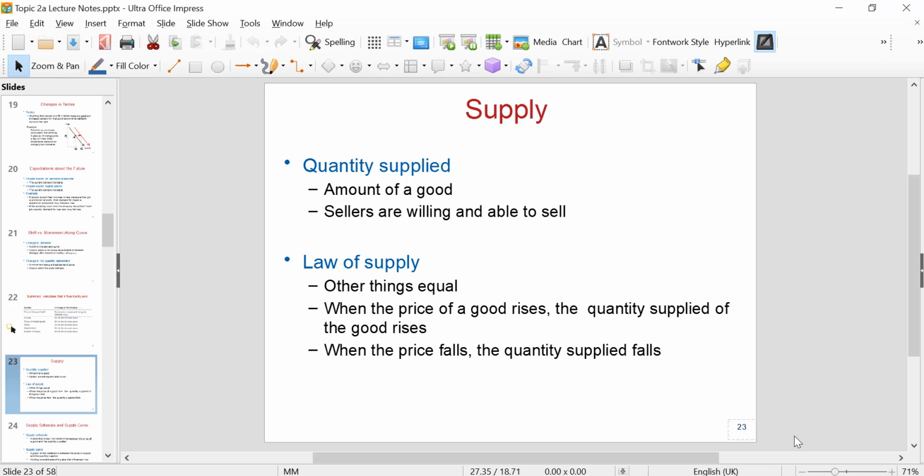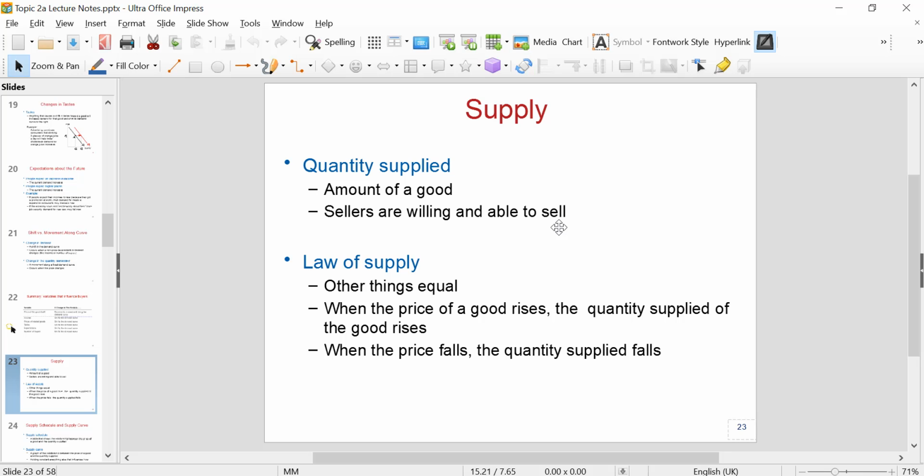We now turn to the other side of the market and examine the behavior of sellers, the concept of supply. Now the quantity supplied of any good or service is the amount that the sellers are willing and able to sell. This definition is quite similar to the definition of demand. Remember, we highlighted the two words, willingness and ability. So here it's basically the same idea, but on the other side of the market. So it's about the sellers in the market.